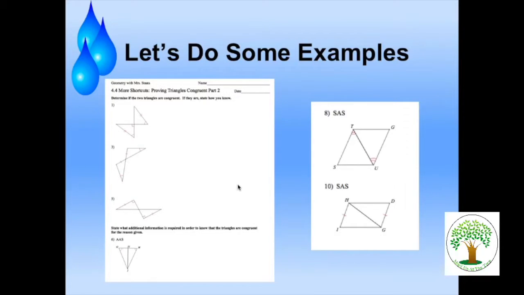On number 1, the question says, determine if the 2 triangles are congruent. If they are, state how. So number 1, we have some marks. I have an angle here and here that are congruent. I have some sides that are congruent. Do we have anything else?